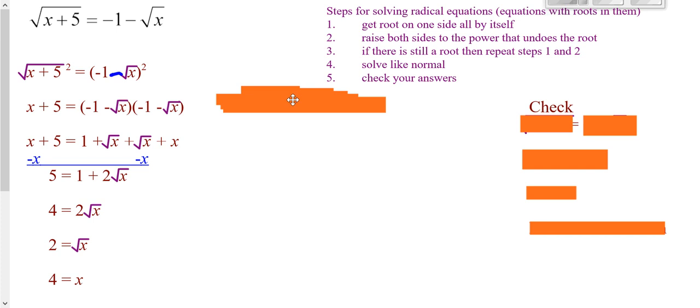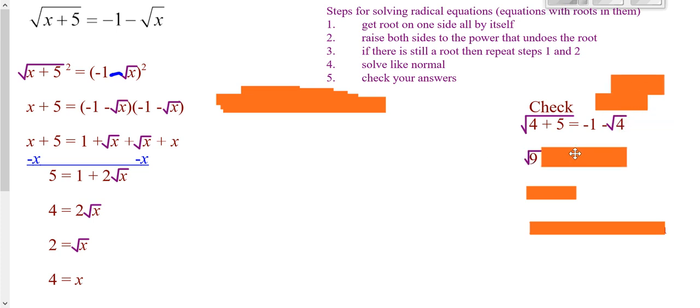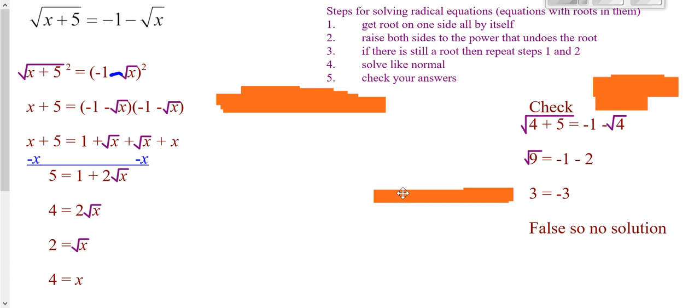Then you want to go ahead and check it to see if it works. Plug a 4 into your original problem for each one of your x's. So we'd have a 4 plus 5 in front of that root. We'd have a -1 minus the square root of our 4. Here we get the square root of 9 on the left. Over here we get -1 minus a 2, so on the right we get -3. On the left we just get +3. Not true, so it's a false statement, so no solution.